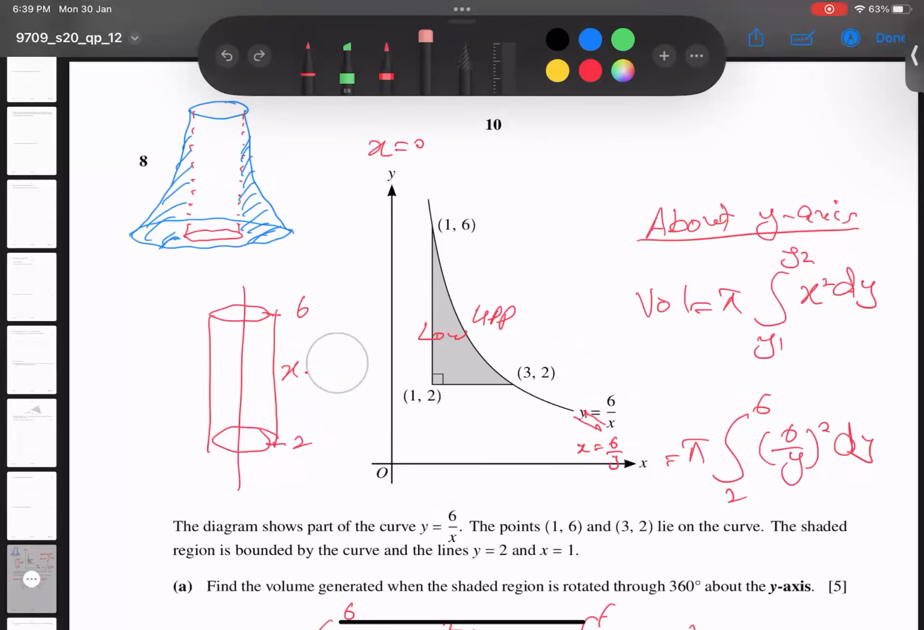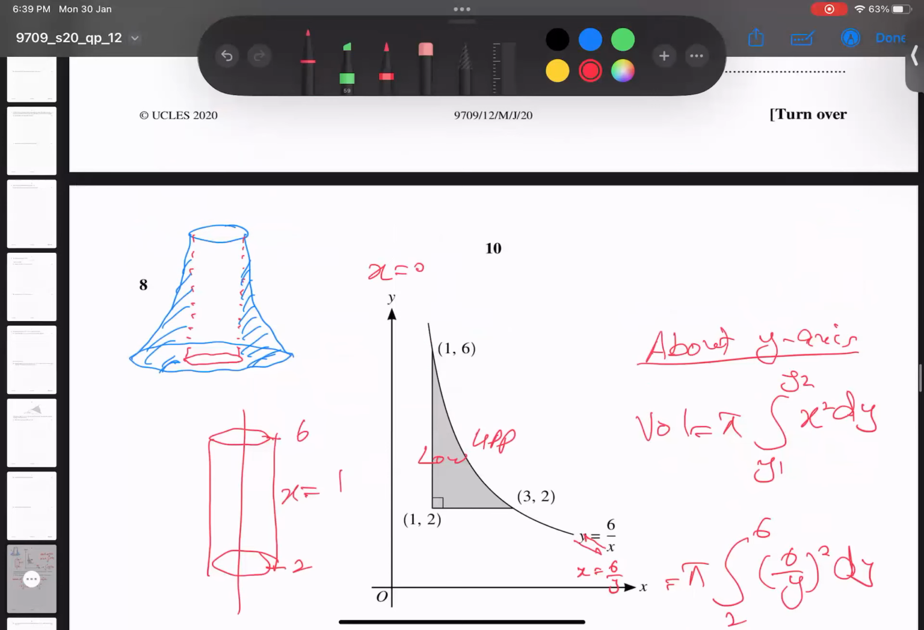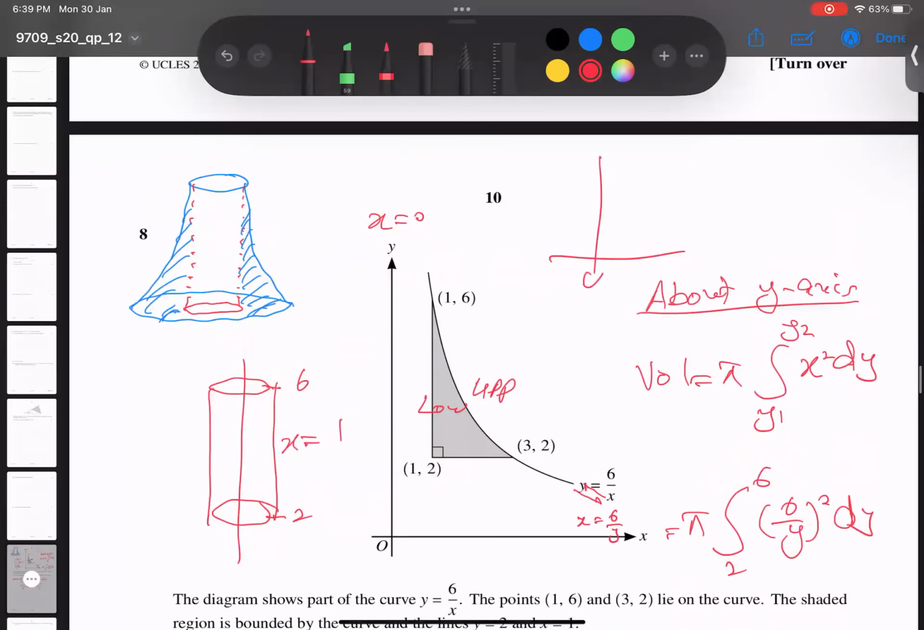This is not 5, sorry, this is 1. Why 1? You can ask me, because all of you know it. When the line goes through 0, this is called x equals 0. If the line goes through 2, this is called x equals 2. But the line goes through 1 because the x value is 1.